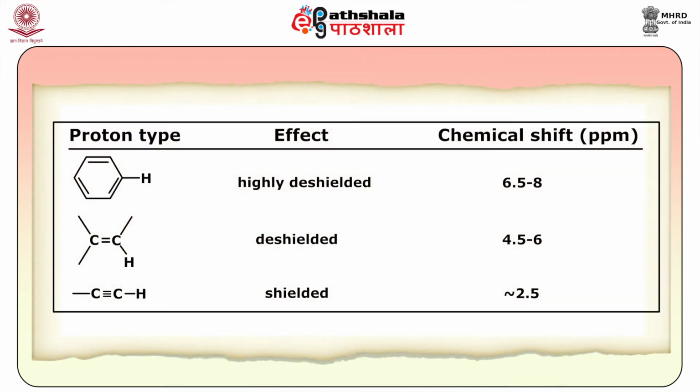Now you can see here the acetylenic proton, the ethylenic proton and the proton present in the benzene ring. The acetylenic proton is relatively shielded and has a chemical shift value of 2.5, whereas the ethylenic proton is deshielded and has a value of 4.5 to 6 ppm range, and the highest deshielded will be the proton attached to the benzene ring, and that will have a value which varies in the range of 6.5 to 8 ppm.